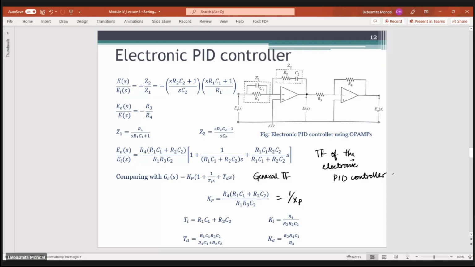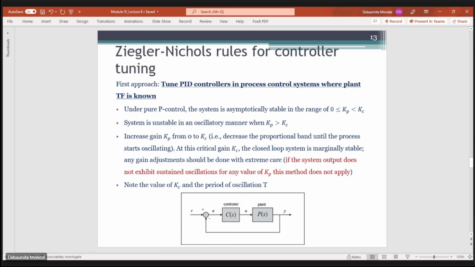Here you can change the values of R1, C1, R2, C2, R3, R4. So you have 6 different parameters to change, and by changing these you can change the proportional gain of the system, the integration time of the system, and the derivative action time of the system. So you have multiple parameters which you can change in order to control these 3 parameters, depending on what your desired output is.